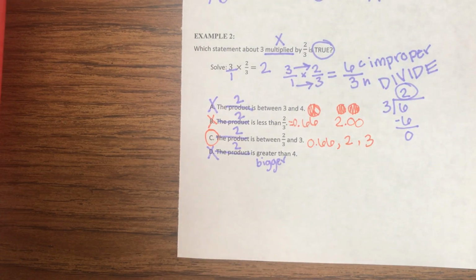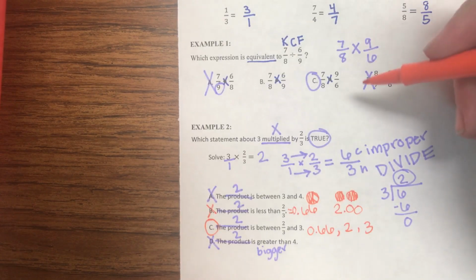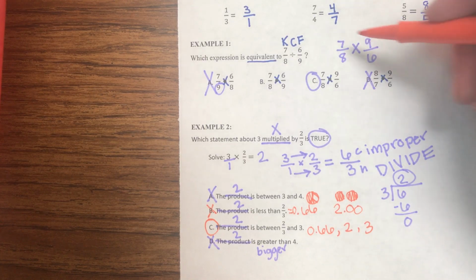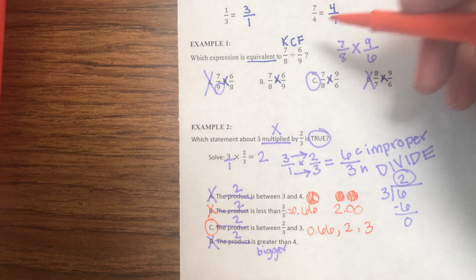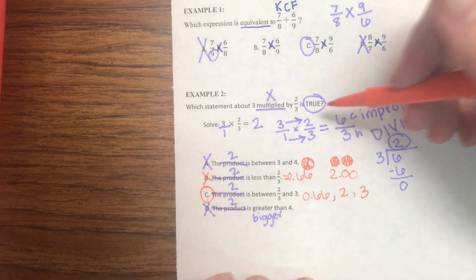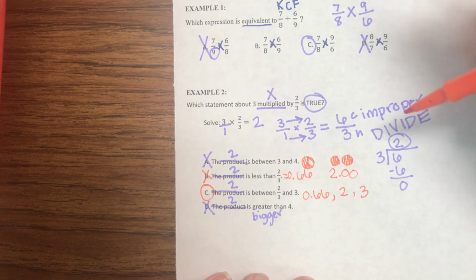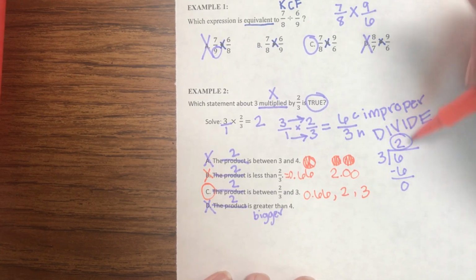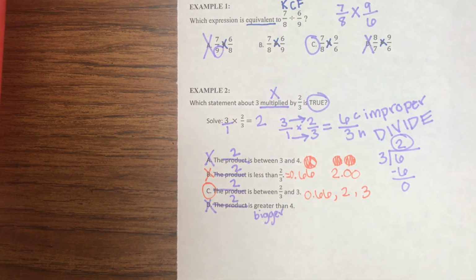All right, make sure you rewrite your problems. When you have division, you do keep, change, flip, rewrite it, see which one works out for you. If you have a problem, don't forget, if it is improper, we need to divide. You have to do that first. Get your answer as simple as possible before you start trying to see what works.